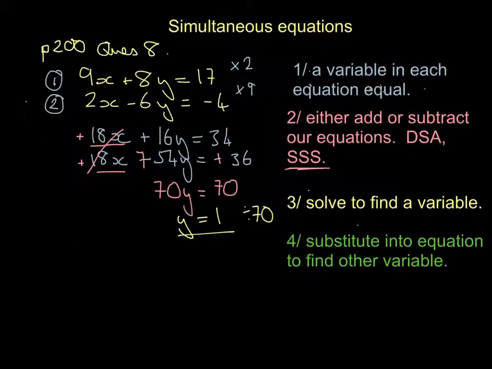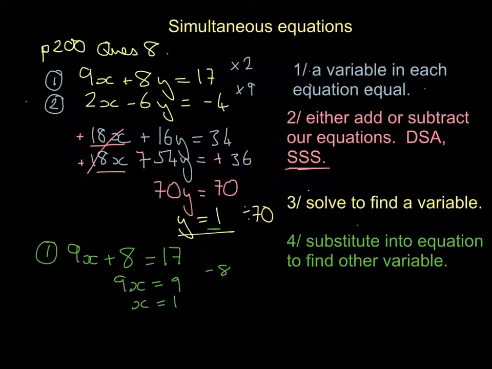Let's have a look at that. So let's use any equation. I'm going to use equation 1 at the moment. In using equation 1, I've got 9x plus 8 times 1, because y is 1, which is 8, equals 17. If I minus 8, I have 9x equaling 9, and therefore x equals 1. Oh, I now have two values, a y and an x value.